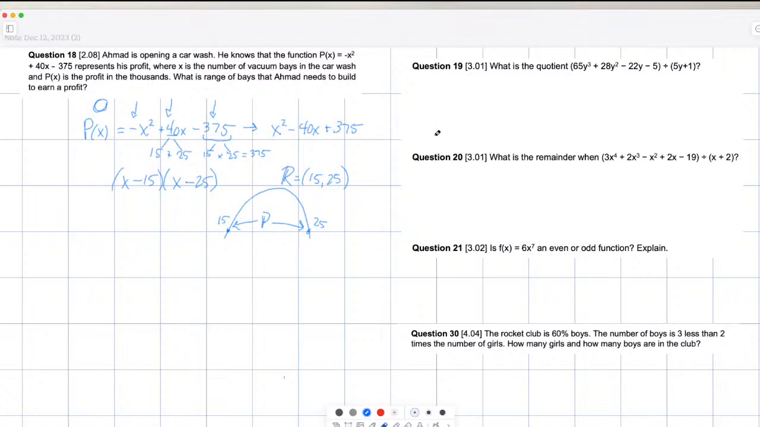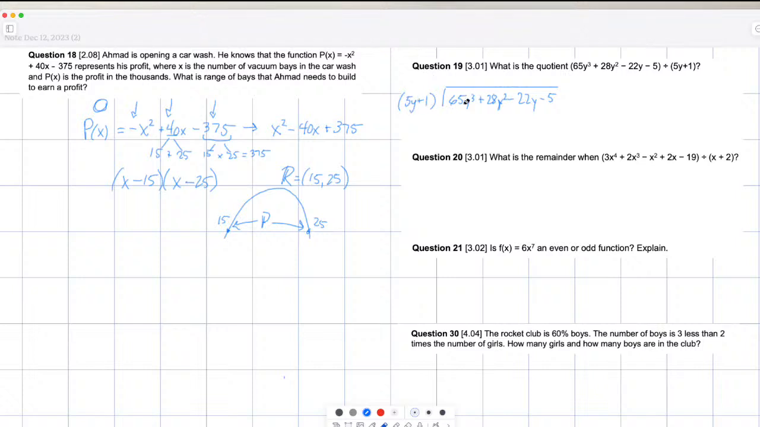What's the quotient of this? So we're going to do long division. So we're going to take 65y cubed. We'll write it in here. 65y cubed plus 28y squared minus 22y minus 5. And we're going to divide that whole thing by 5y plus 1. So we're just going to put 5y plus 1 out here.